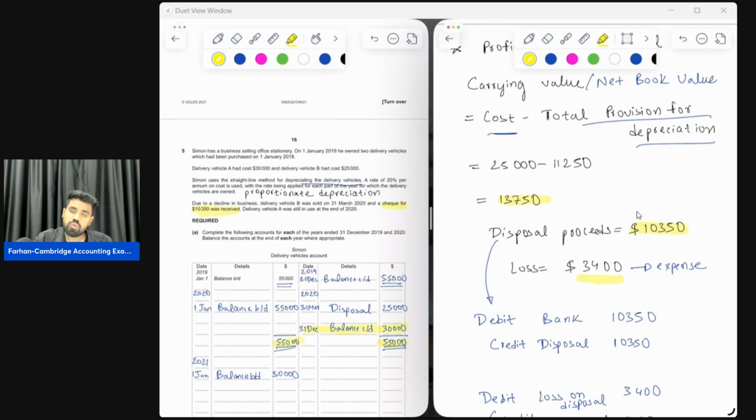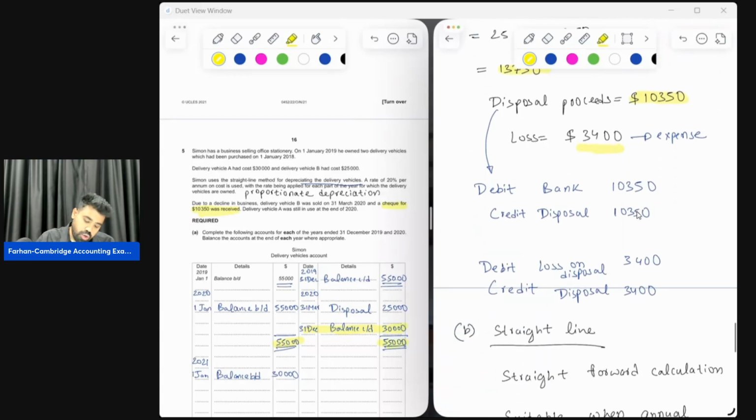And loss on disposal of a non-current asset is an expense. Always remember, all losses that a business incurs is an expense because it is some kind of cost to the business. And all income is always credited. All revenue is always income, or all commission income, all those things. So expenses are always debited and income is always credited. I also need you to remember that. And loss being an expense must always be also debited, right?